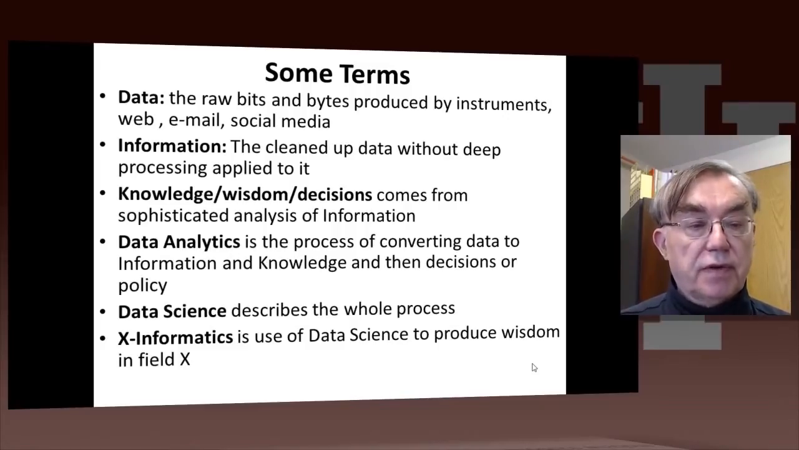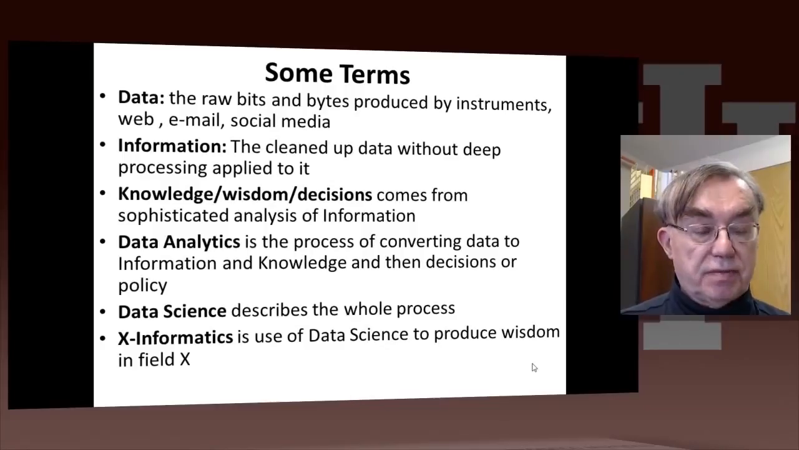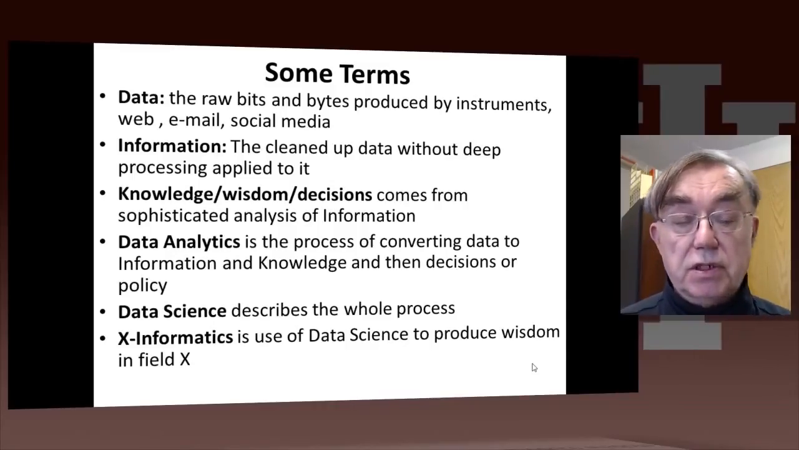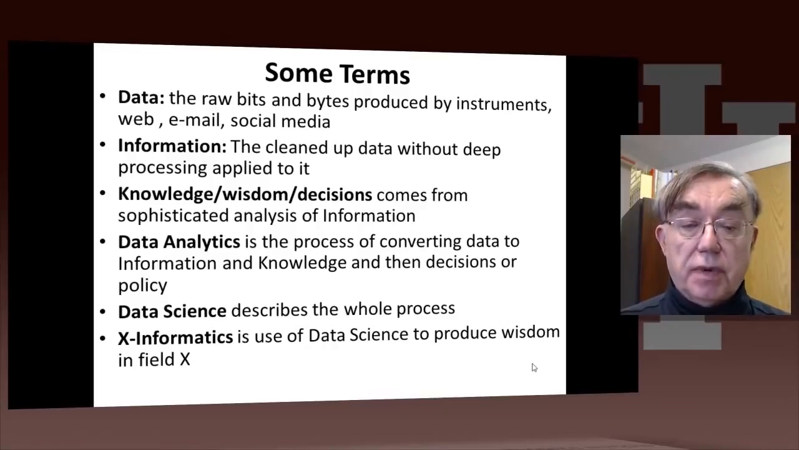By definition, information is data for which modest cleanup has been done to make it better structured and easier to think about and to process. And we will reserve the term knowledge, which is a rather vague concept, for when deep processing has been done to it. After information, we get knowledge, wisdom, and decisions. Knowledge, wisdom, decisions, or the policies that come from decisions when those are made by the government and related decision-making organizations, come from applying deep, sophisticated machine learning, data mining, or other processing to information. So we go data, information, knowledge, wisdom, decisions, policy.